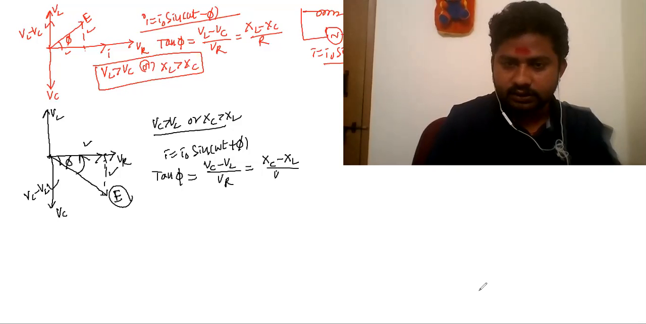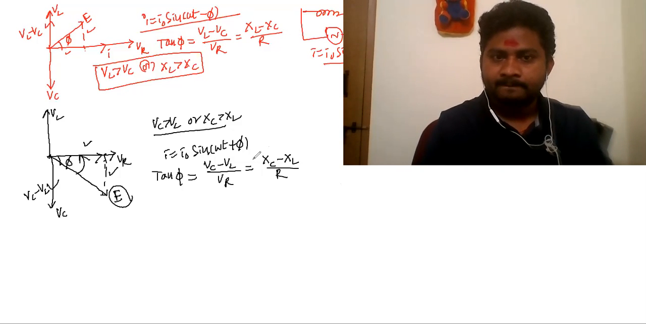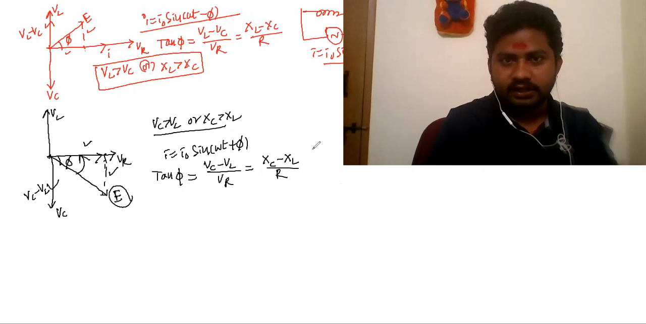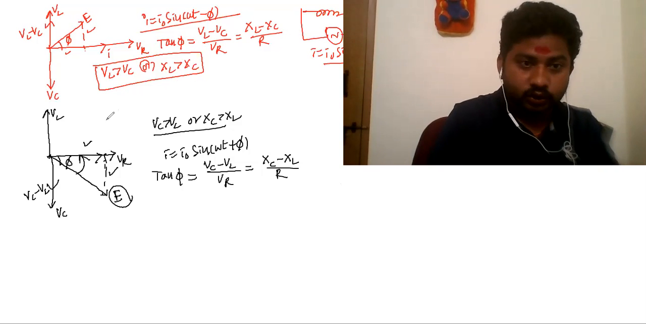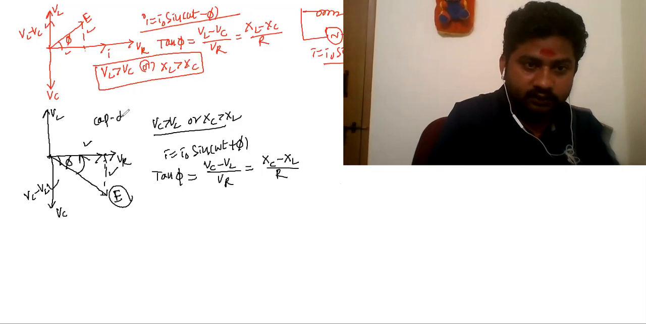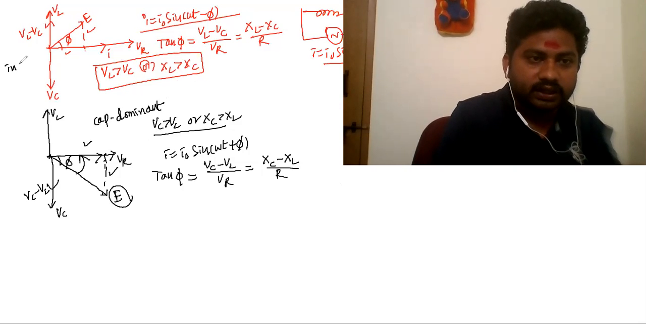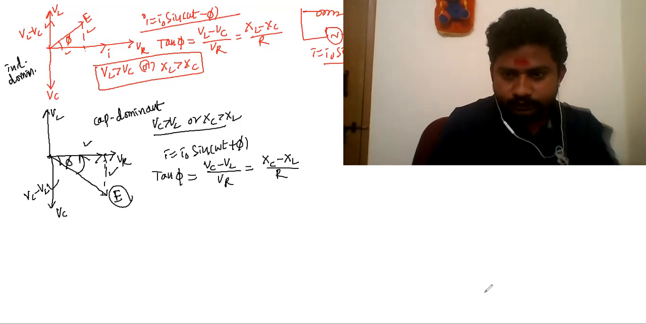It's R because we are talking about resistances. Now, here there is a power factor and here also there is a power factor. And the most important thing, this is called the capacitive dominant circuit. What is this? Capacitive dominant circuit, and the above one is the inductor dominant circuit, right?